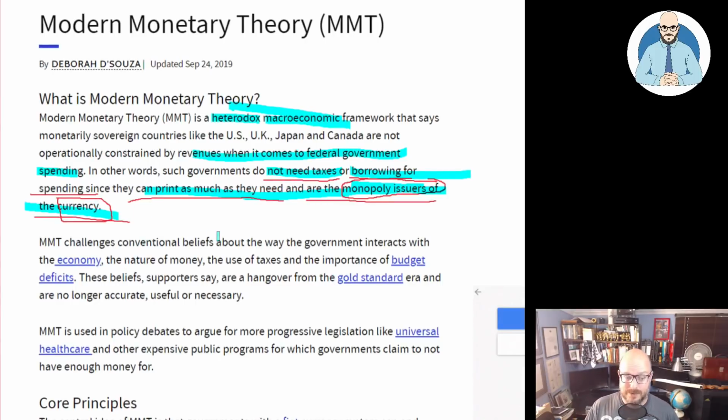MMT challenges conventional beliefs about the way government interacts with the economy, the nature of money, and the use of taxes and the importance of budget deficits. These beliefs, supporters say, are hangovers from the gold standard era and are no longer accurate, useful, or necessary.